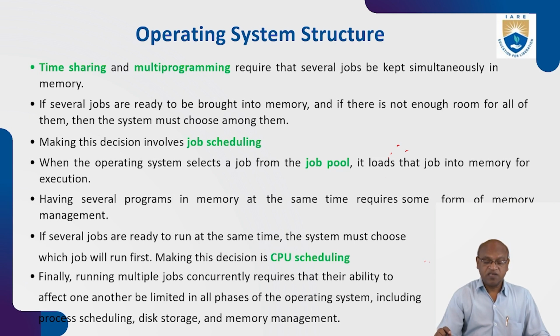If several jobs are ready to run at the same time, the system must choose which job must run first. Making this decision is called CPU scheduling. CPU scheduling is a technique. We write some programs and keep them in the OS, and these programs will select which job should be given to your CPU. Your CPU means your microprocessor, the core component of your hardware.